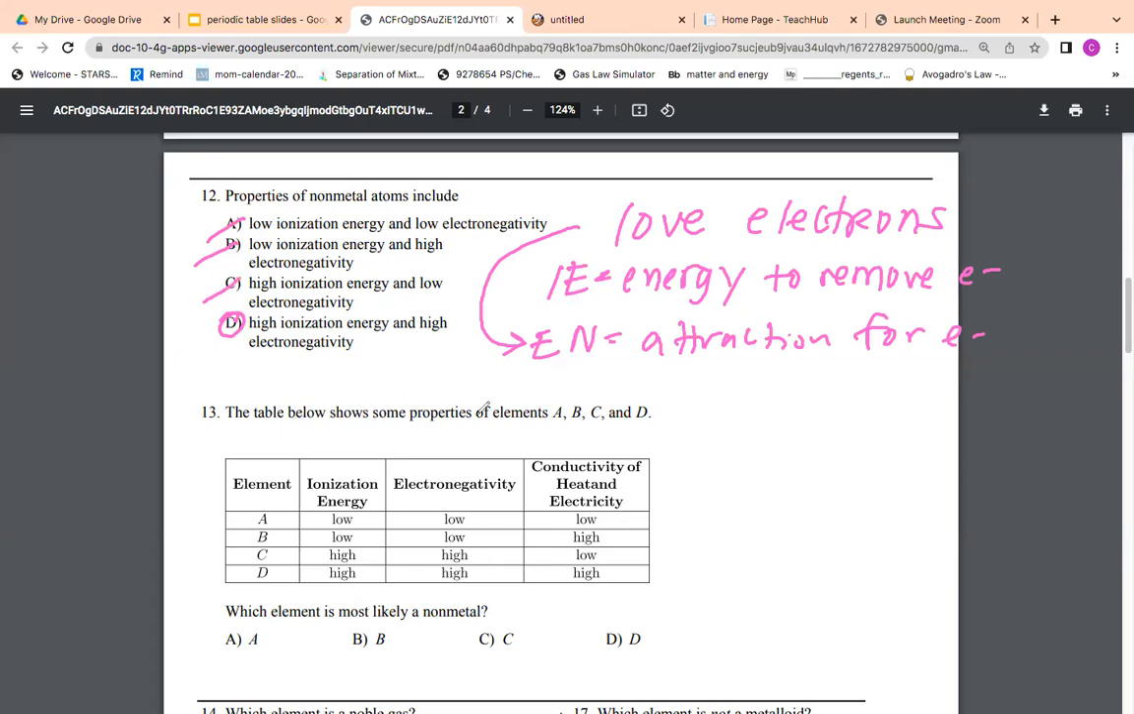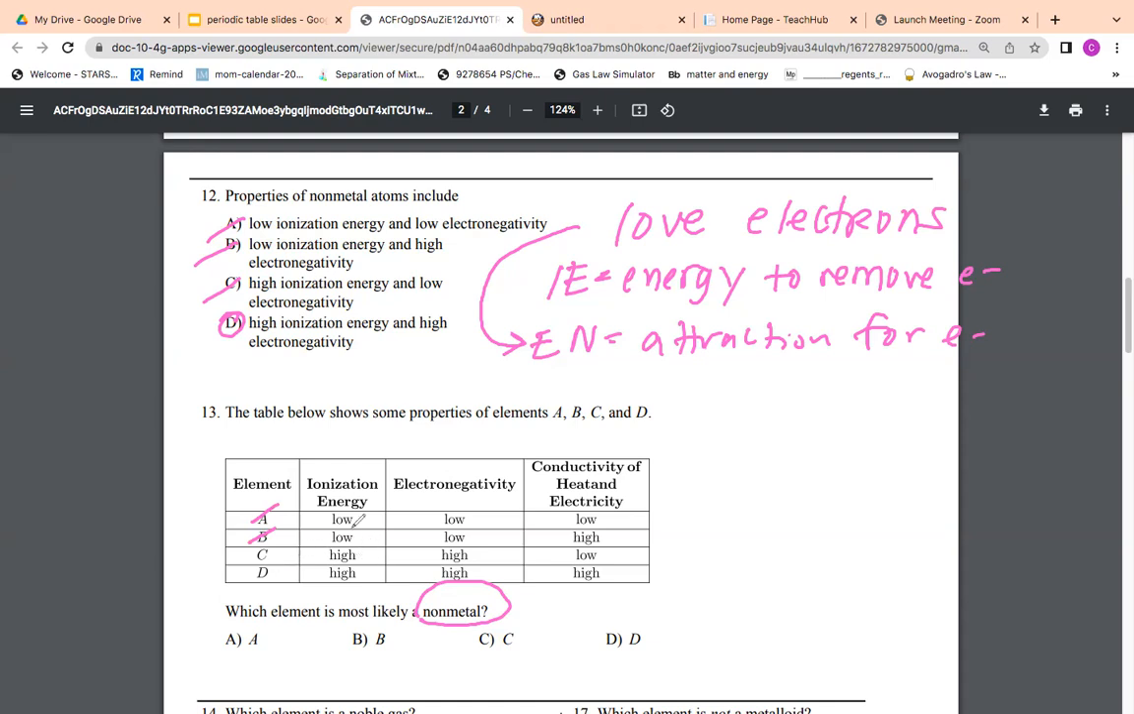Number 13. So we have this table that shows properties of elements A, B, C, and D. And they're asking us which element is most likely a nonmetal. So we can use the information that we just looked at in number 12, actually. So we know that nonmetals have high electronegativities and high ionization energies. So I know I can eliminate A and B. So now it's between C and D.